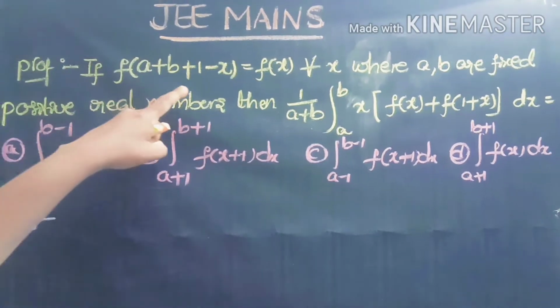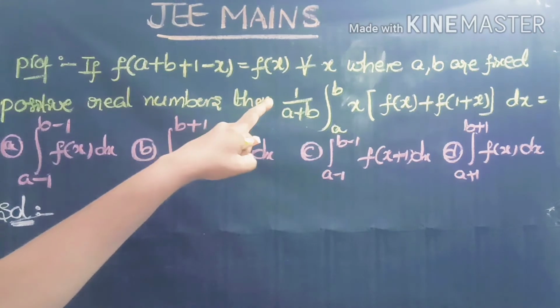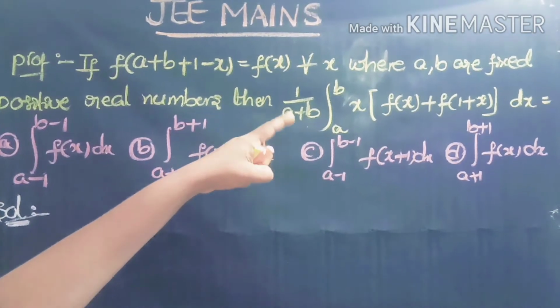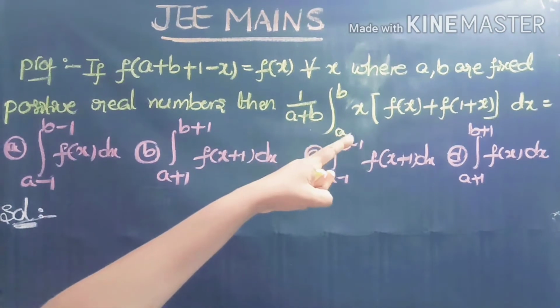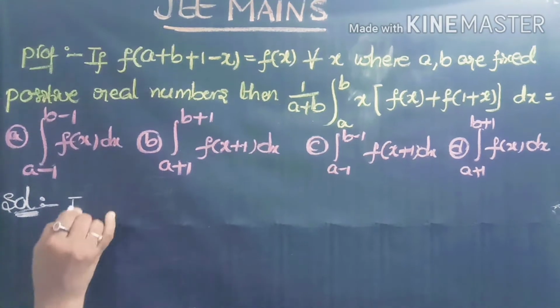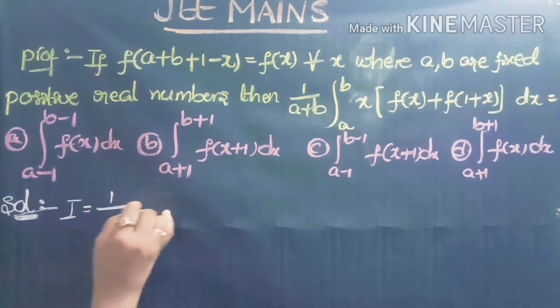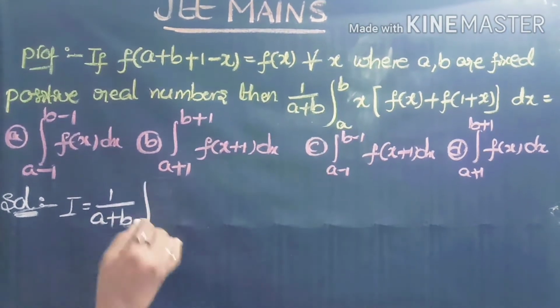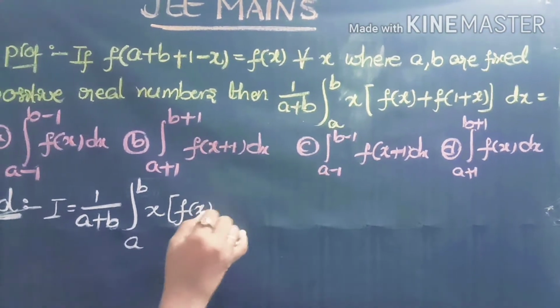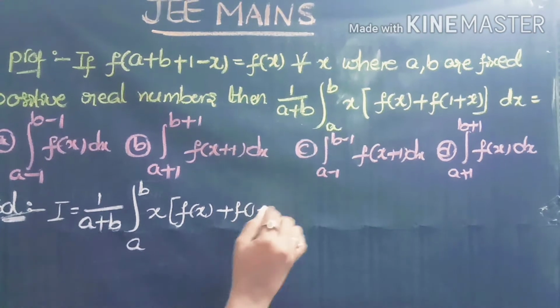of f(a + b - x) = f(x) for all x, where a and b are fixed positive real numbers, then what is the value of 1/(a+b) times the integral from a to b of x times (f(x) + f(1/x)) dx? We want to find that integration value. So first we take I = 1/(a+b) times the integral from a to b of x times (f(x) + f(1+x)) dx.